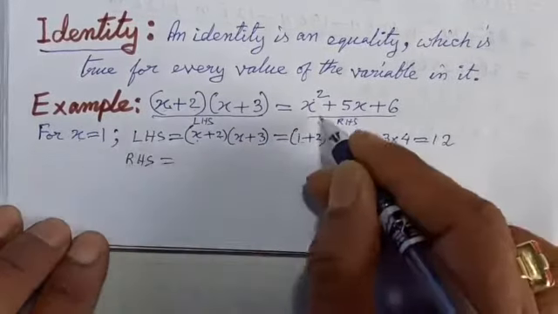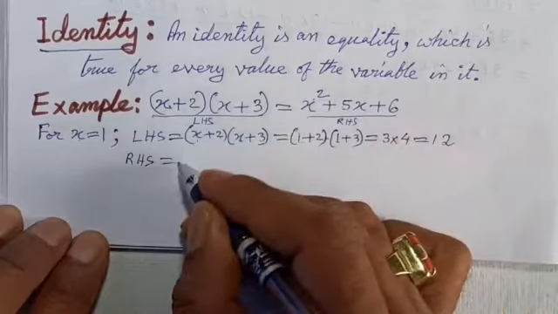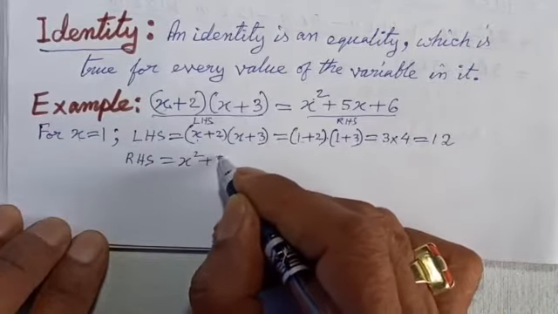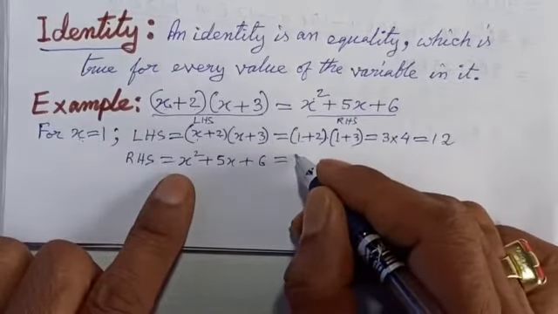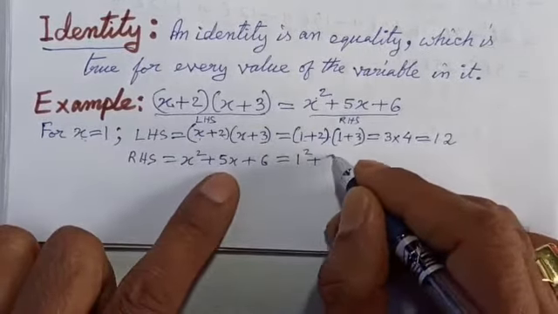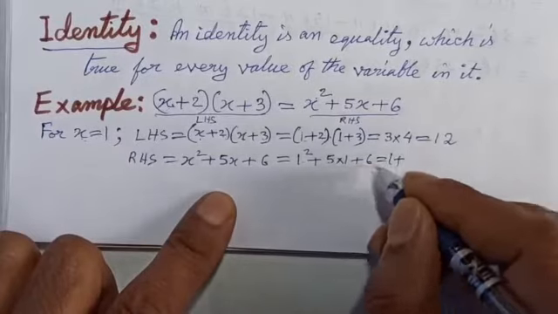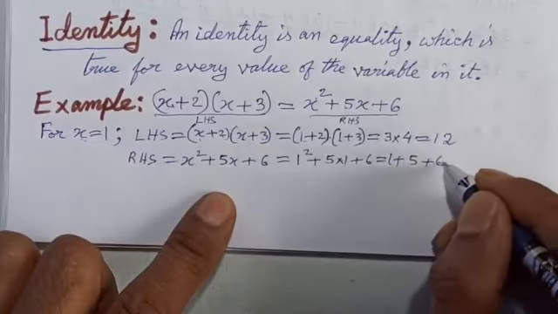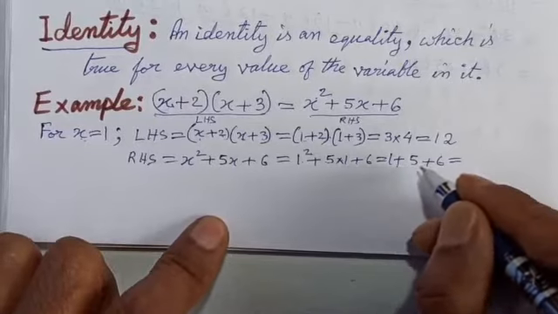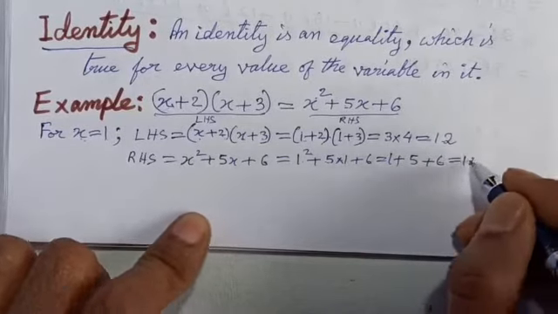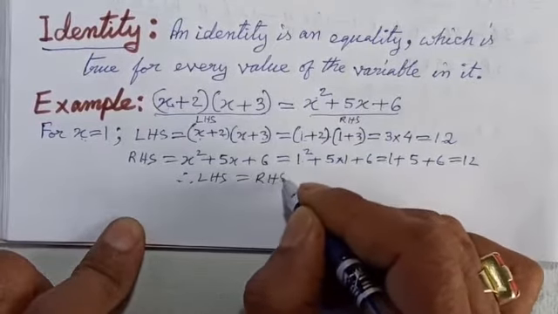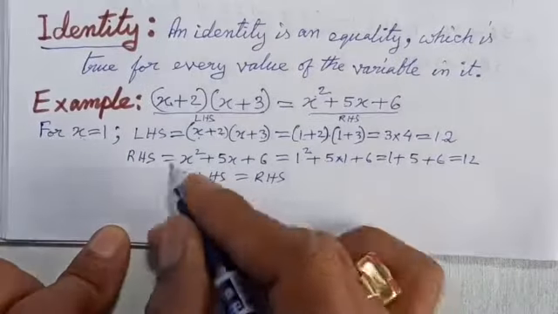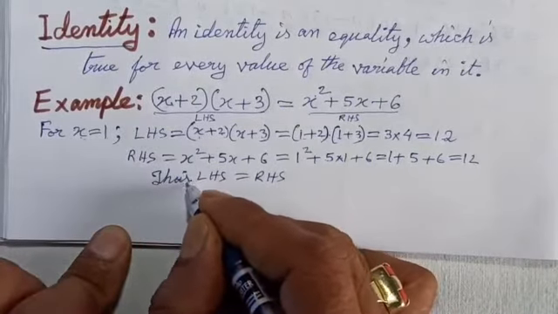Right hand side is x squared plus 5x plus 6. Let's write this here. X squared plus 5x plus 6. X is 1, so this is 1 square plus 5 into 1 plus 6. Then 1 square is 1 plus 5 into 1 is 5. Then 6. Let us add together. 5 plus 1 is 6. 6 plus 6 is 12. So we see that 12 and 12 are equal. So therefore left hand side is equal to right hand side. Thus left hand side is equal to right hand side.